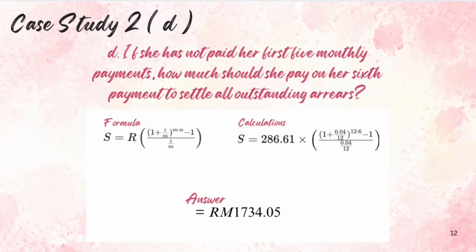And the last question is case study 2D. The question is, if she has not paid her first 5 monthly payments, how much should she pay on her 6th payment to settle all outstanding arrears? The formula is S equals R multiplied by the fraction open bracket 1 plus k over m raised to the power of m minus 1 close bracket divided by k over m. Value inserted is 286.61 multiplied by the fraction open bracket 1 plus 0.04 divided by 12 raised to the power of 6 minus 1 close bracket divided by 0.04 divided by 12. And the final answer is RM 1734.05.